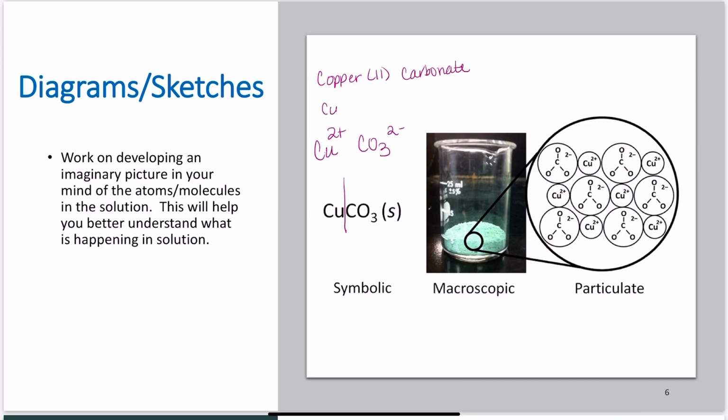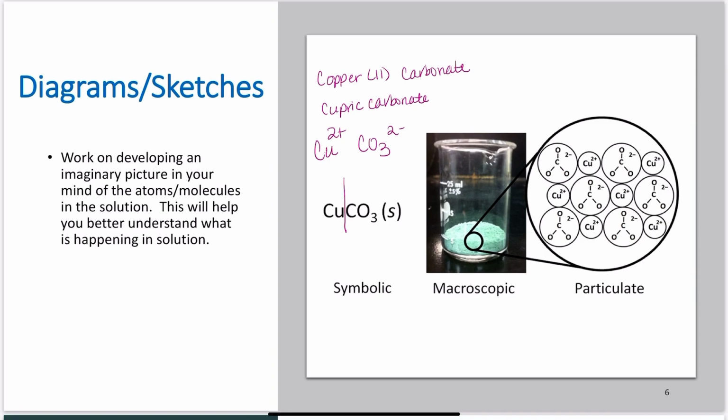Or you can call it cupric carbonate. Just a little bit of a review from chapter 3. This is our symbolic representation. Again, we use elements, formulas, and balanced equations to represent our symbolic way of representing what's happening.